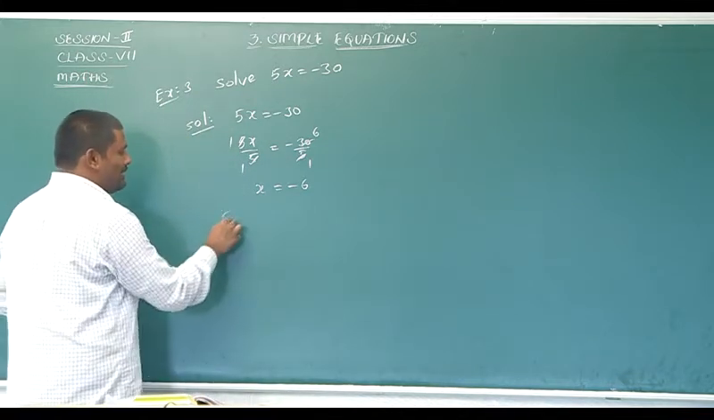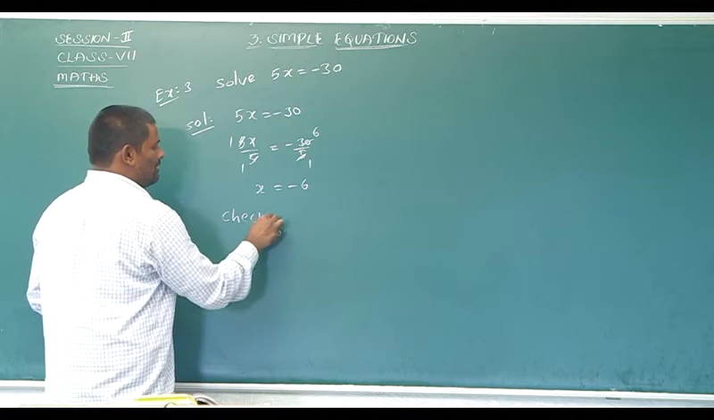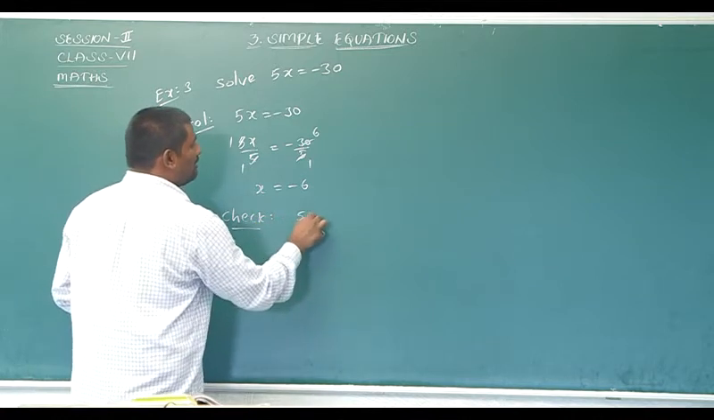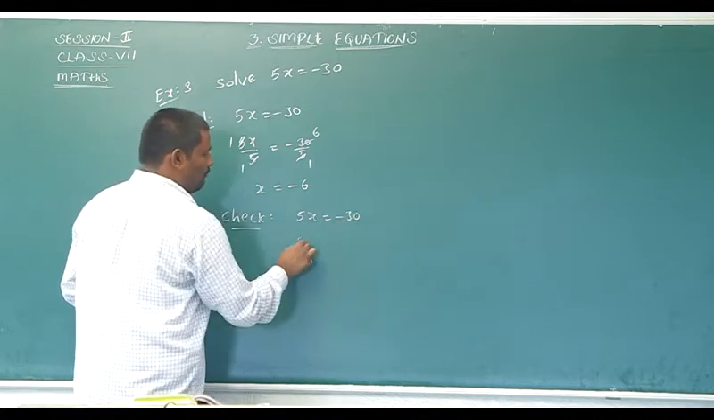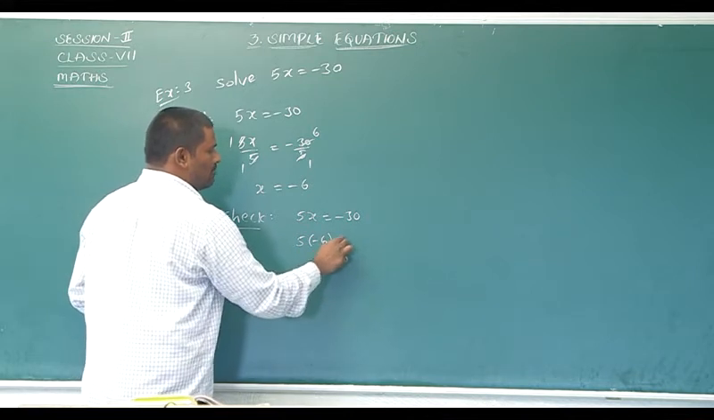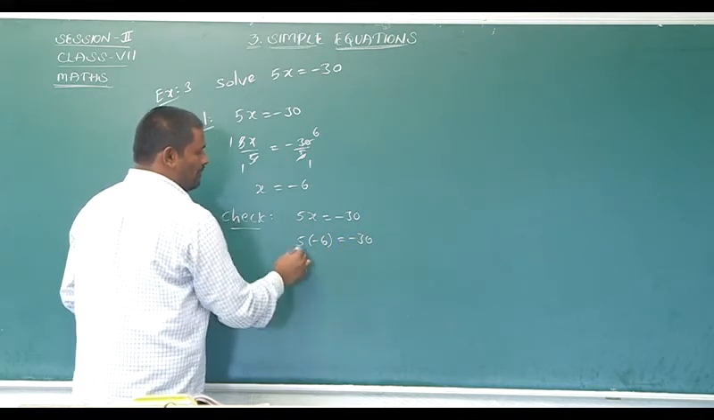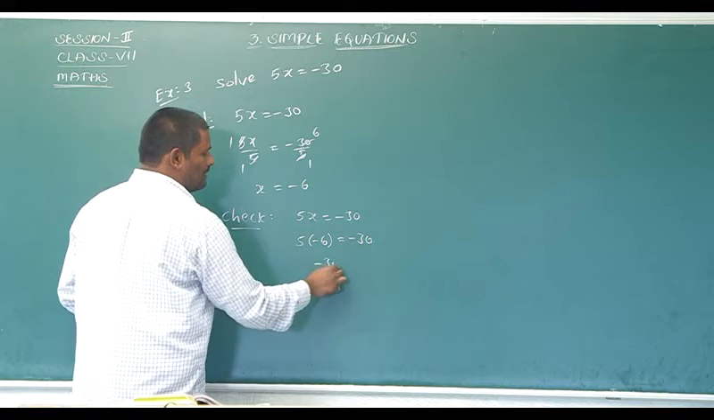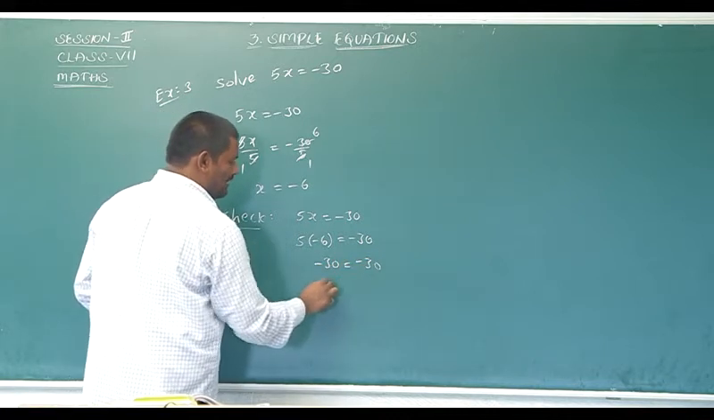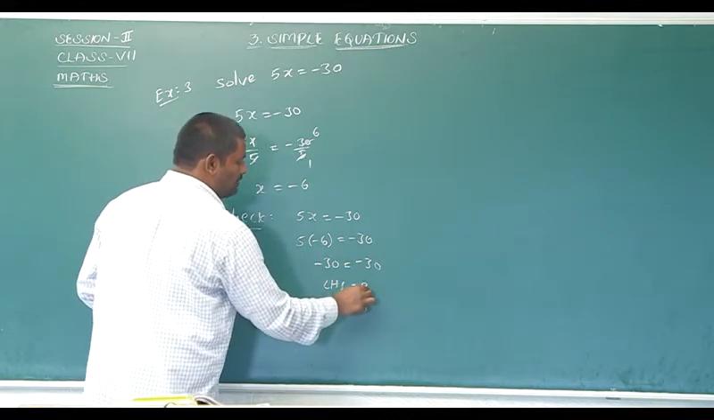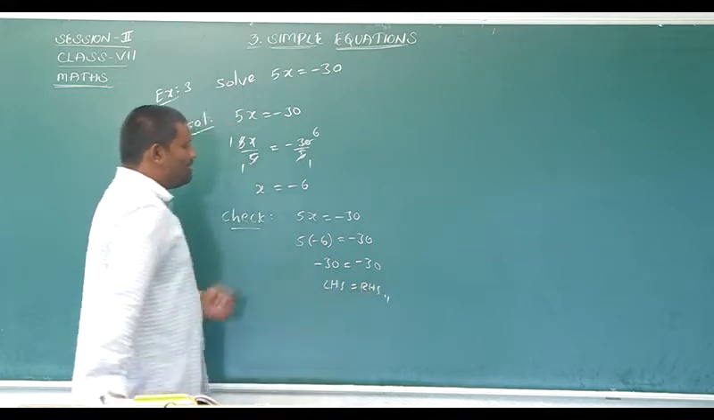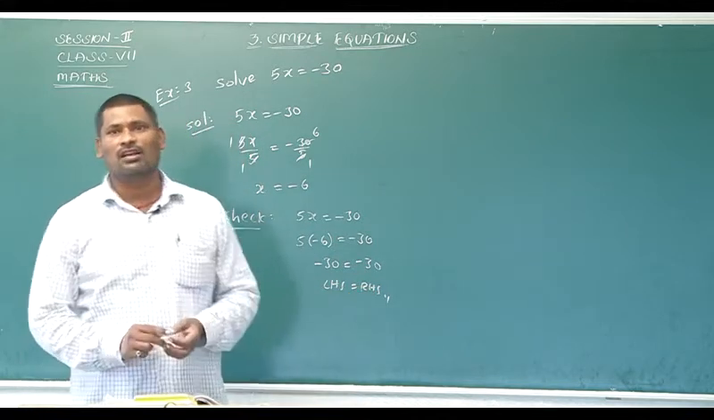So let us check here. 5x equal to minus 30 we have here. In the place of x you write minus 6. Then 5 into minus 6, 5 sixes are minus 30, equal to minus 30. So LHS equals RHS we got here. Therefore x equal to minus 6 is the solution of the given equation.